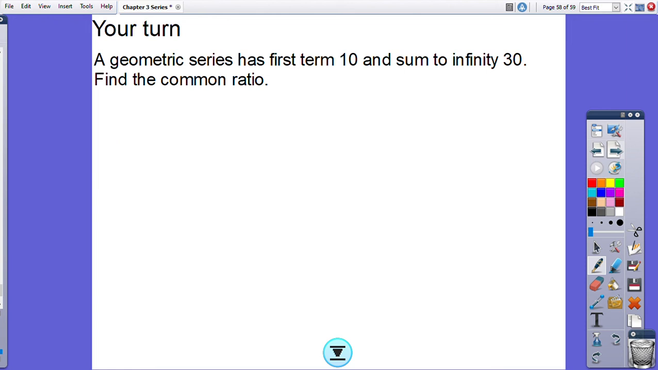Right, here we go, a bit of an easier one. This time we've got the first term, and we've got the sum to infinity. What I want you to do now is pause the video and find the common ratio. Okay, so with this one, a equals 10, the sum to infinity is 30, and we want r.